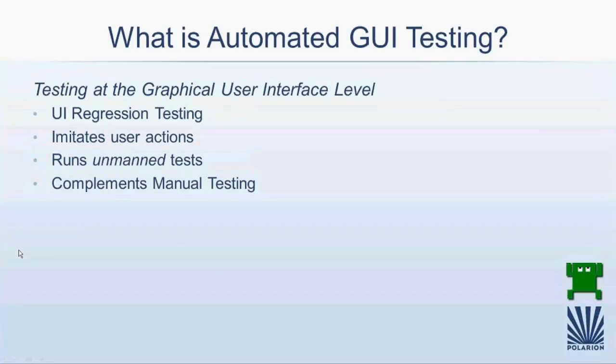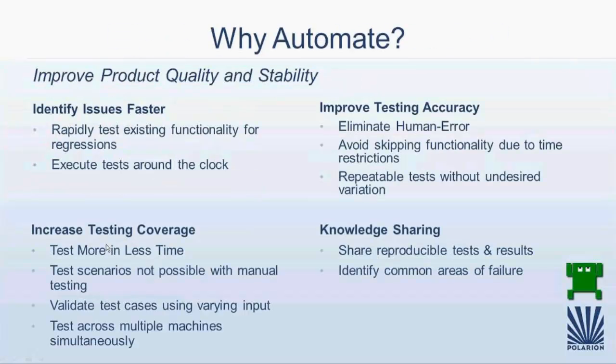And then automated GUI testing is going to allow you to automate many of those actions beyond many times what a user can do within a feasible amount of time as well, and then run those unmanned, perhaps as part of your greater ALM process. It also complements but does not replace manual testing. Now, why would you automate?